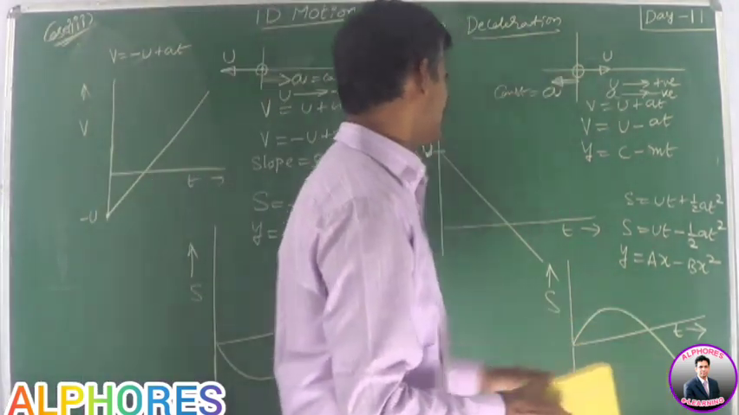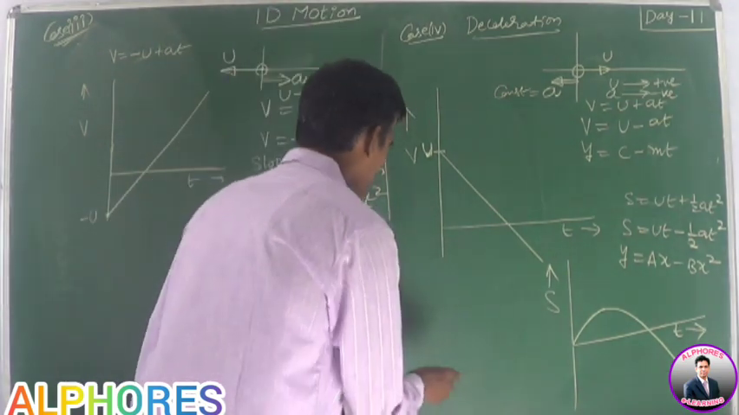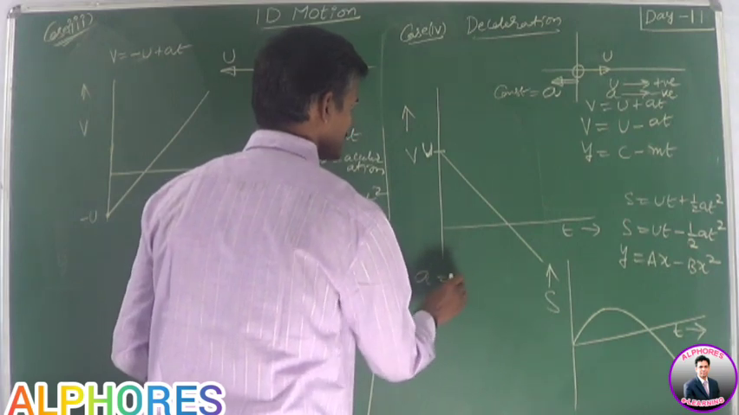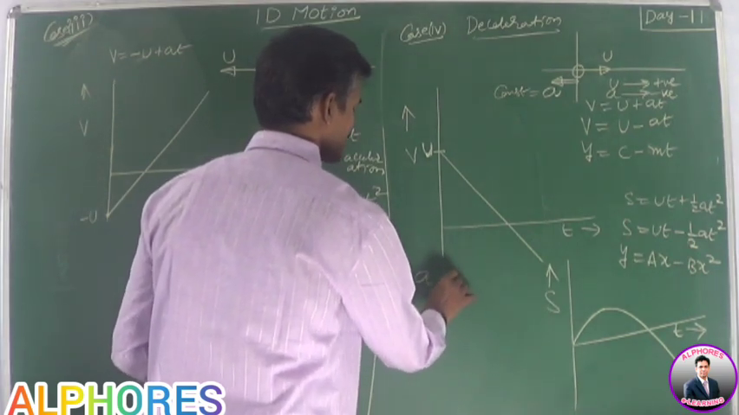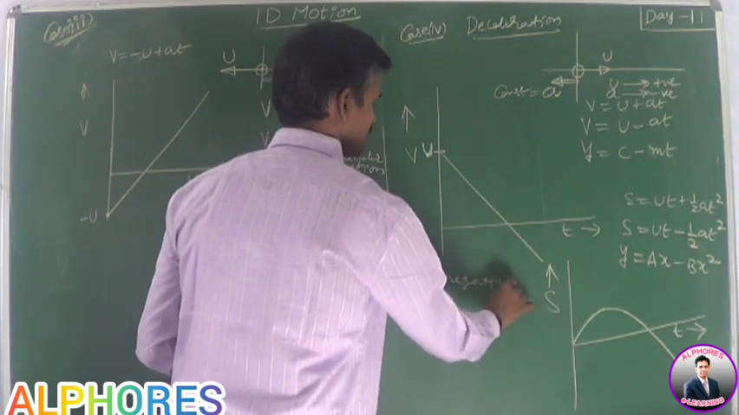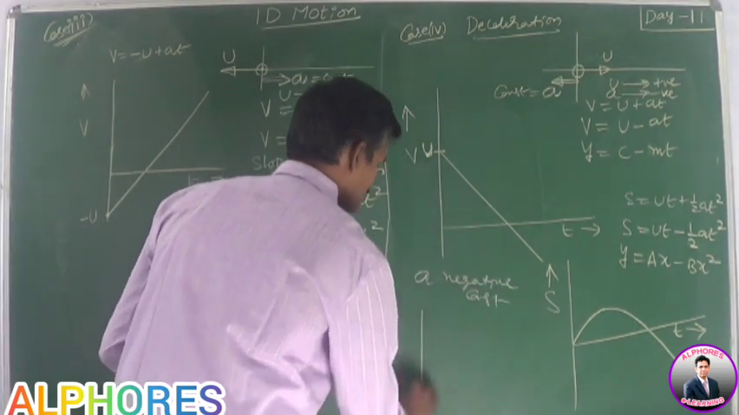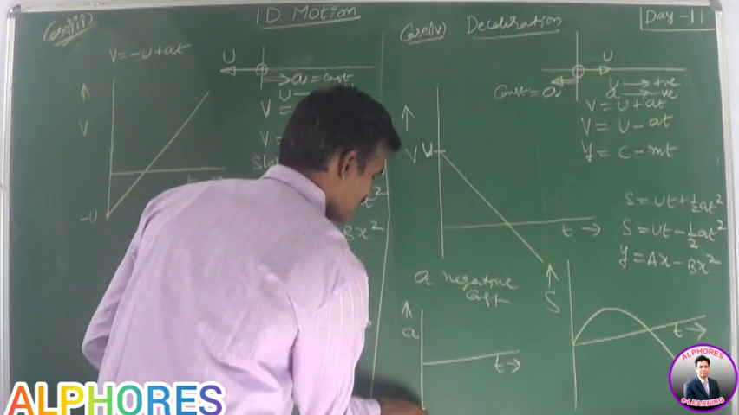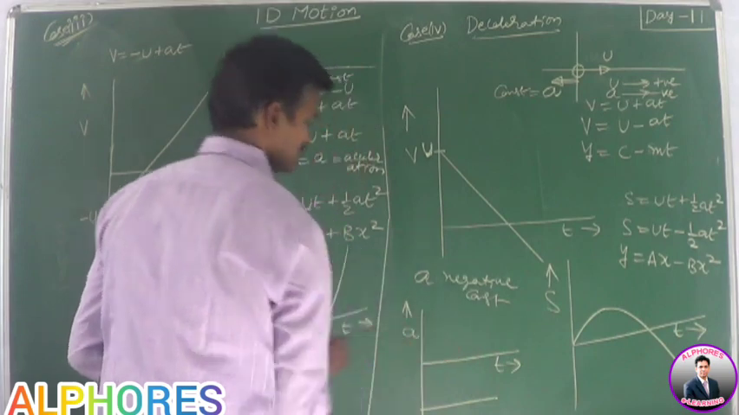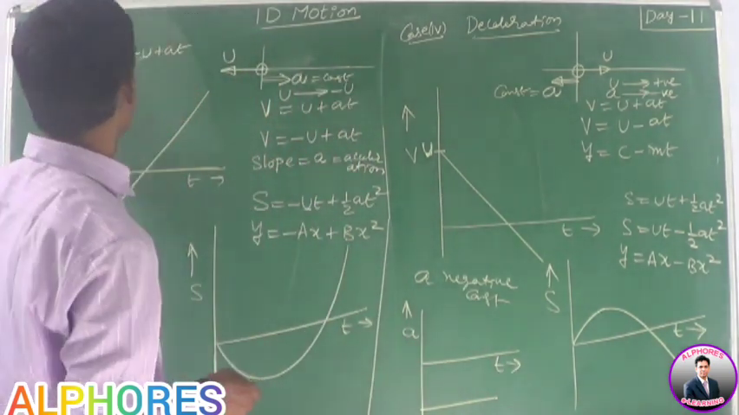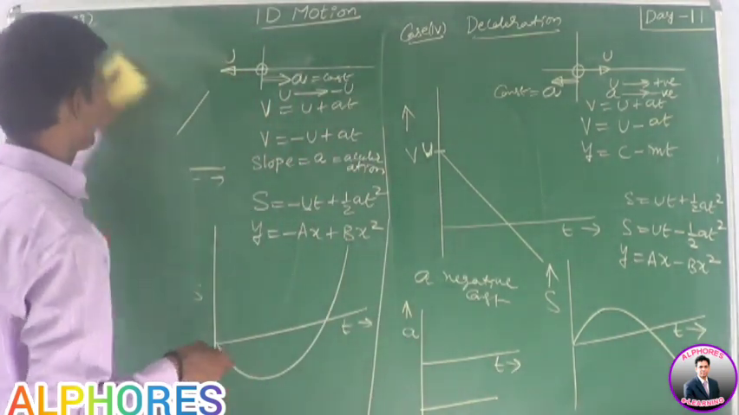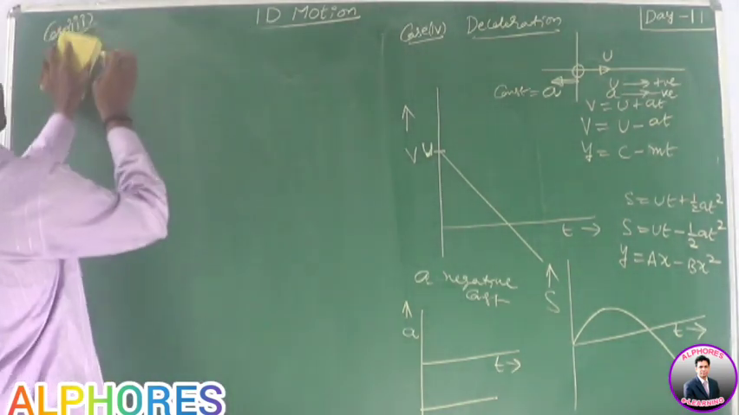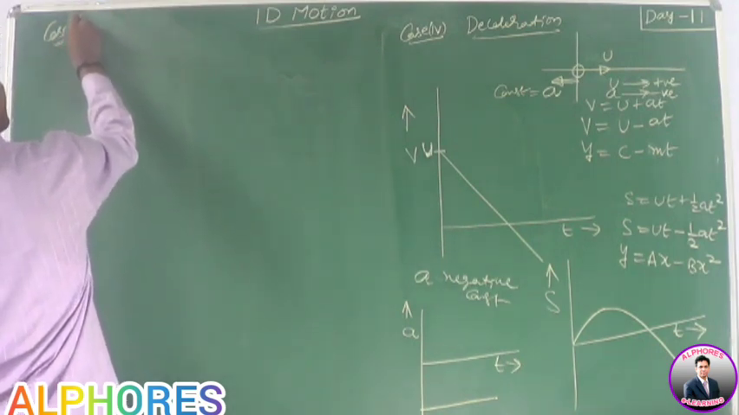This negative acceleration is constant. If you want to draw a graph between acceleration and time, then it will be a negative constant. Similarly, what is our case 5? Case 5.